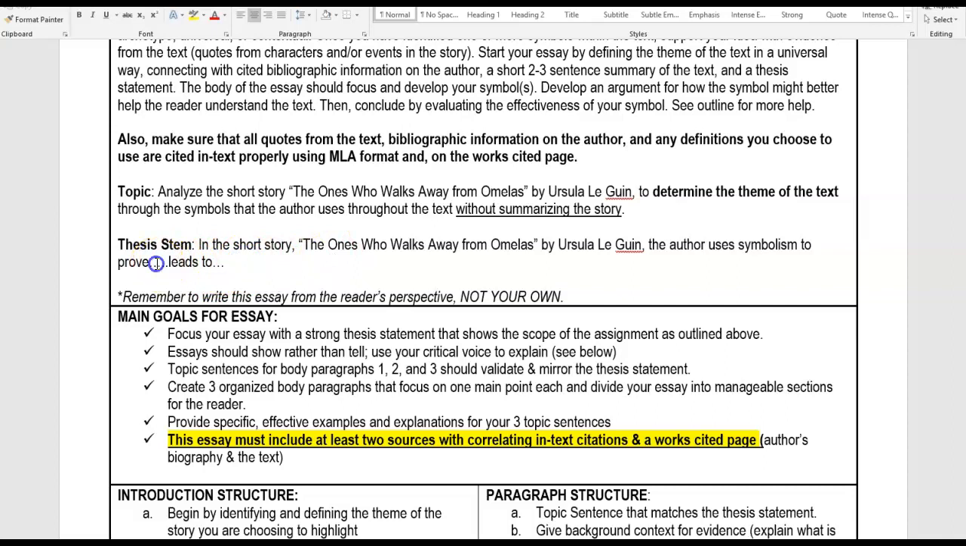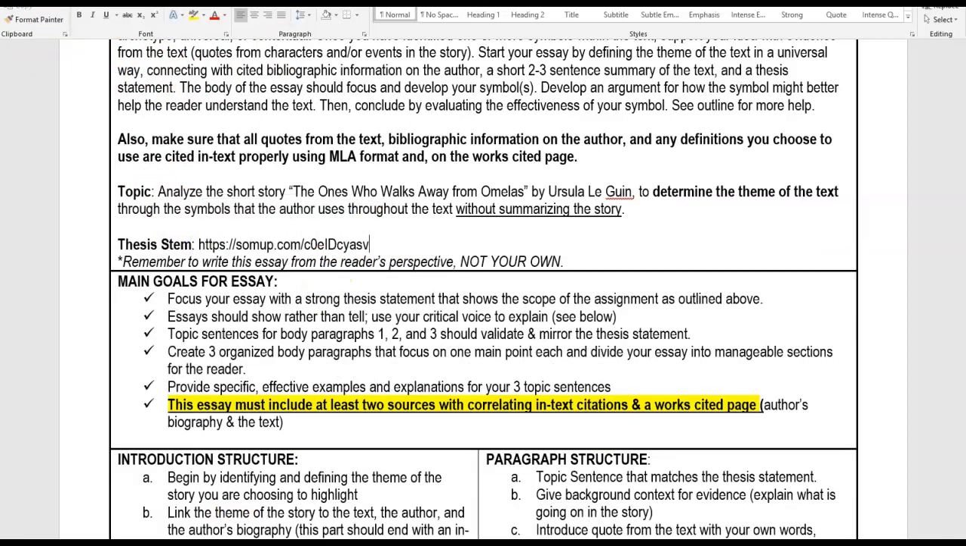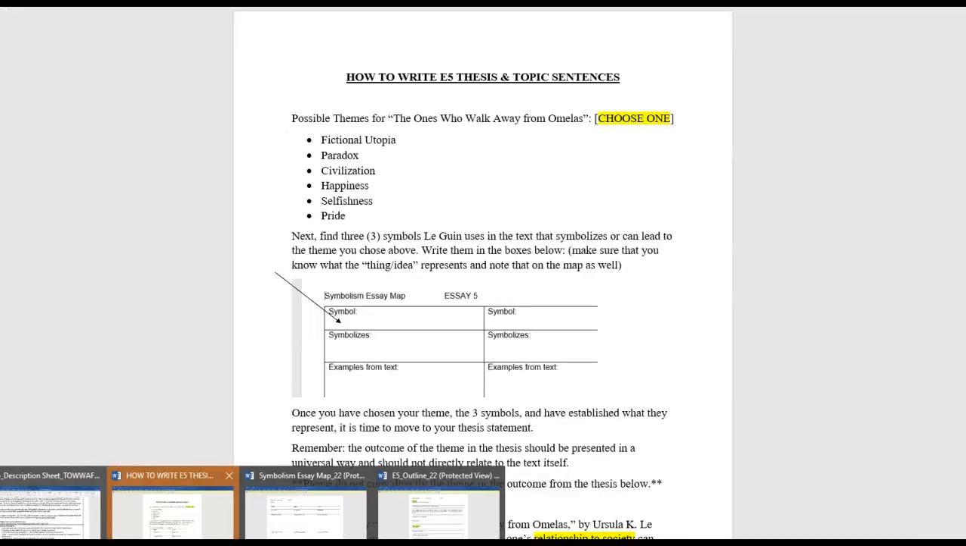Okay, so remember that here you will place the theme of the text, and after you will place the universal outcome of the theme. Okay, so please make sure that you have all parts of your thesis when you're submitting.